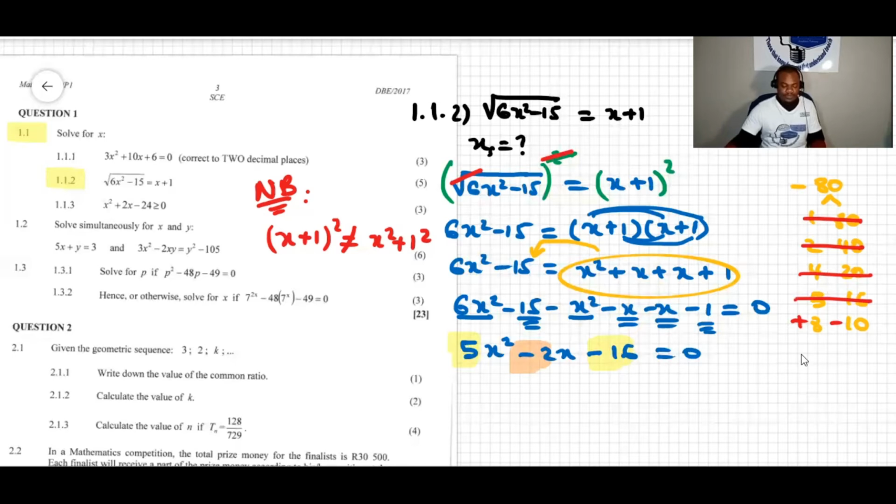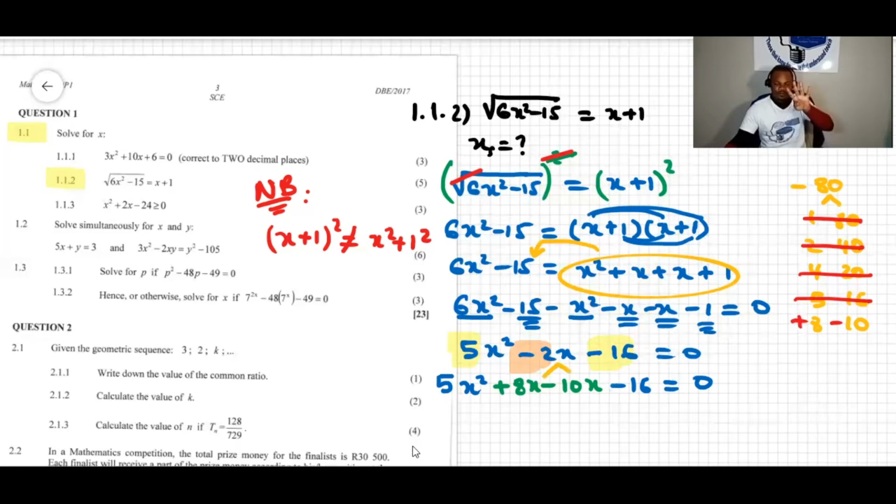Now, over here, I am going to write 5x squared. Instead of writing negative 2x, I am going to write positive 8x minus 10x, minus 16 equal to 0. So I break down the negative 2x into 2 terms.